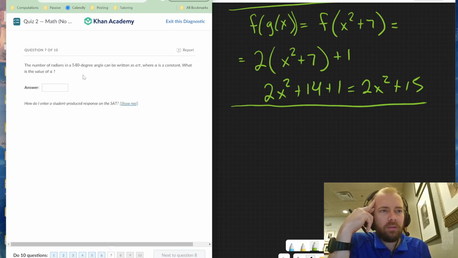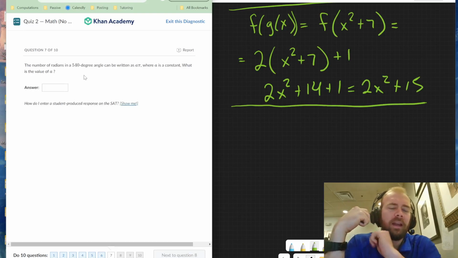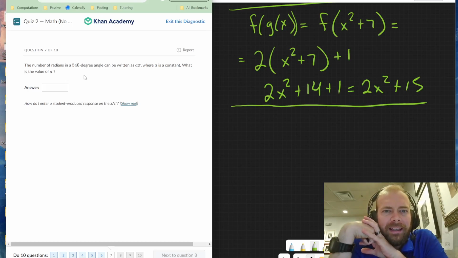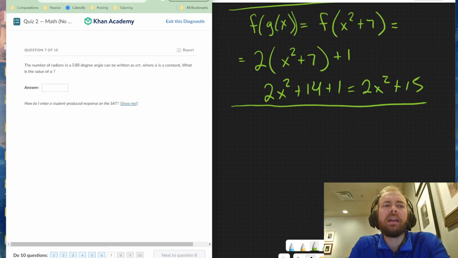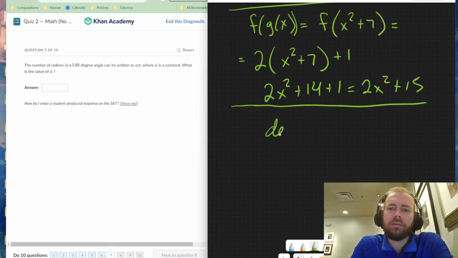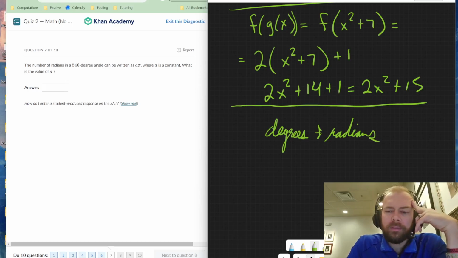All right, the number of radians in a 540-degree angle can be written as a pi, where a is a constant. What is the value of a? Okay, so the number of radians in a 540-degree angle can be written as a pi, where a is a constant. So what we're trying to do here is convert degrees to radians. Sorry, my cursor's a little sloppy today. We're going from degrees to radians.